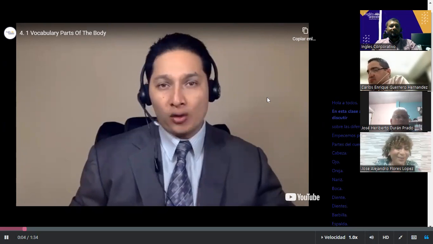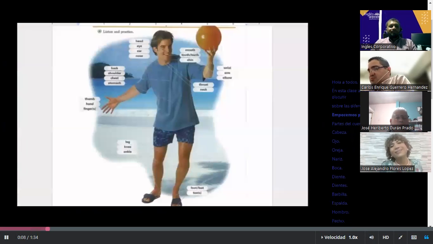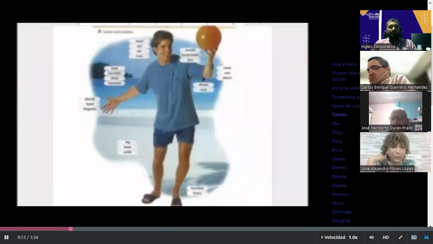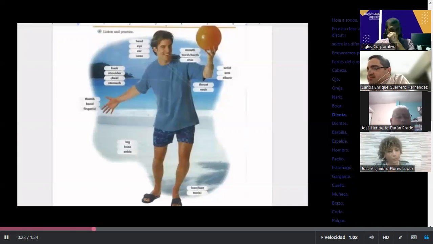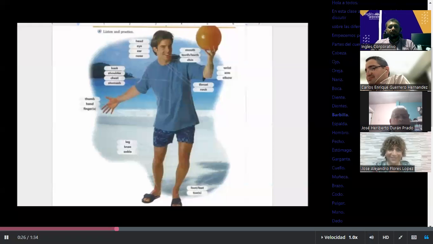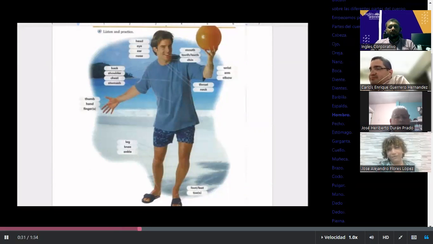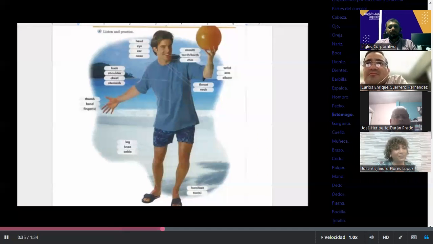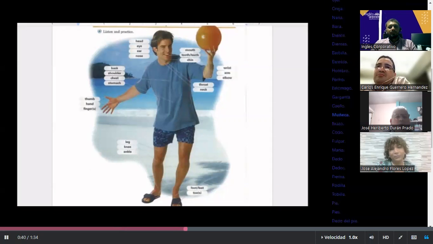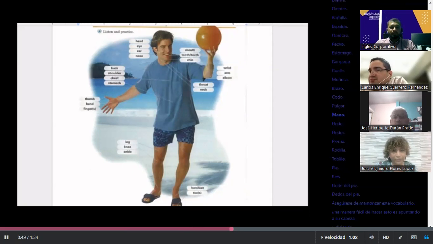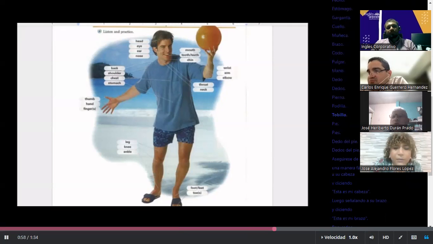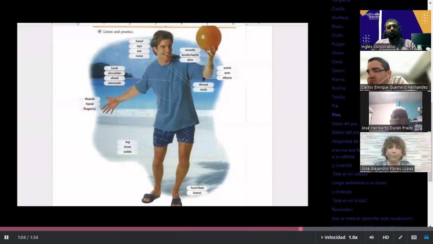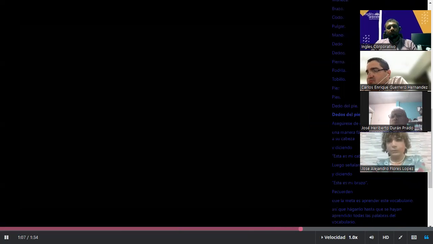Vocabulary for discussing different parts of the body. Let's get started by listening and practicing. Parts of the body. Head. Eye. Ear. Nose. Mouth. Tooth. Teeth. Chin. Back. Shoulder. Chest. Stomach. Throat. Neck. Wrist. Arm. Elbow. Thumb. Hand. Finger. Fingers. Leg. Knee. Ankle. Foot. Feet. Toe. Toes.